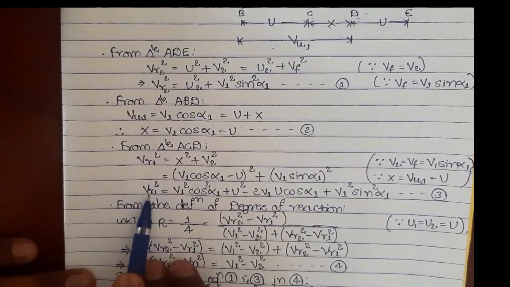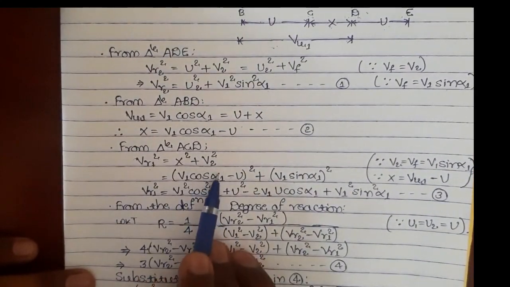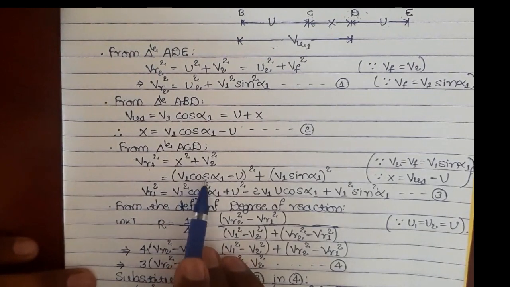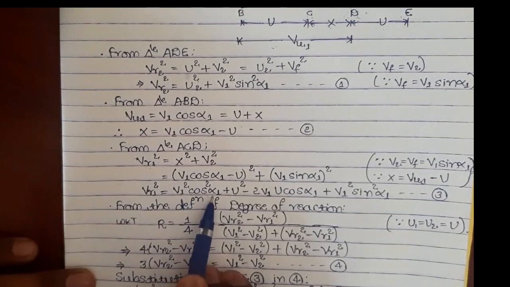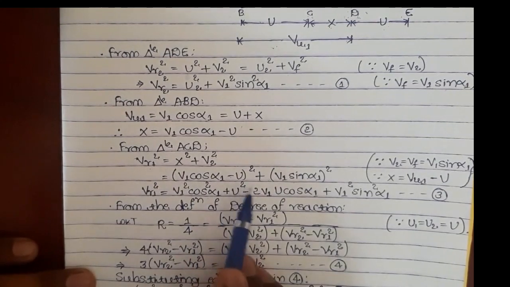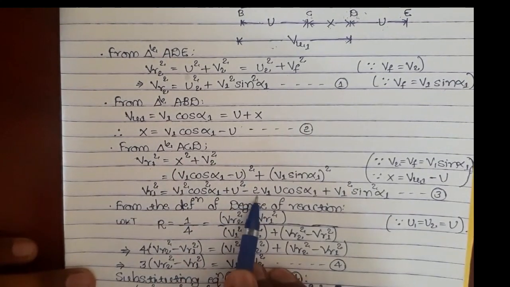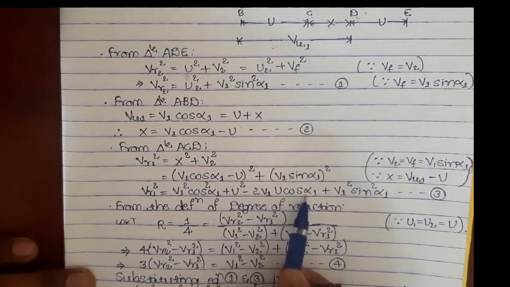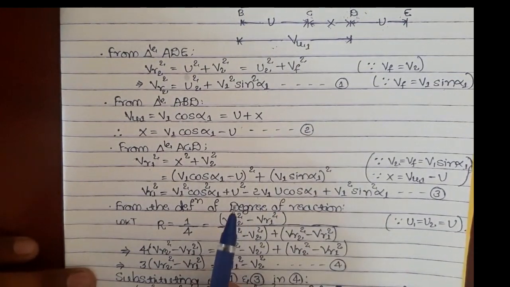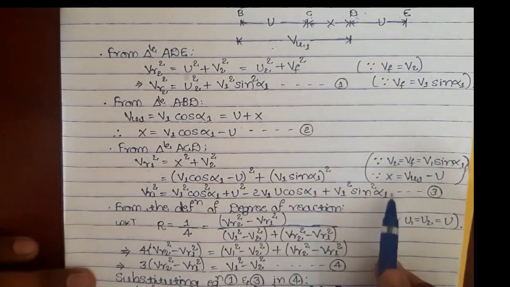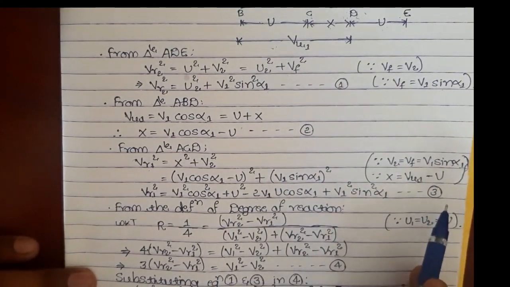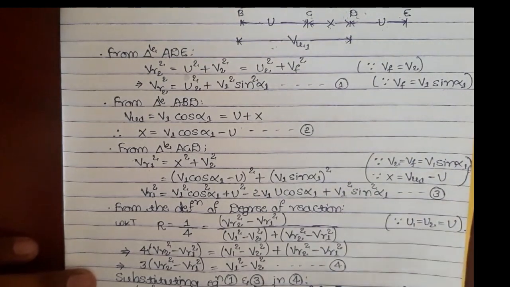Clear? Now, simplifying that, VR1 square is equal to, using A minus B whole square, A square plus B square minus 2AB: V1 square cos square alpha 1 plus U square minus 2 into V1 into cos alpha 1 into U, plus V1 square into sin square alpha 1. Let this be my equation number 3.